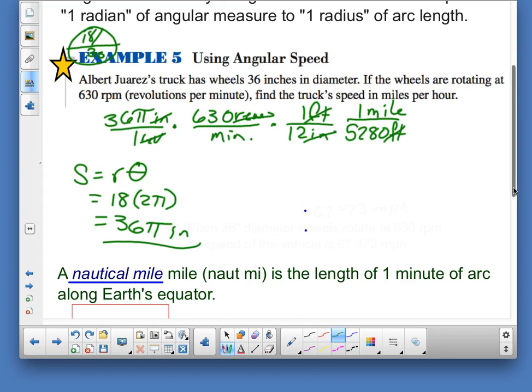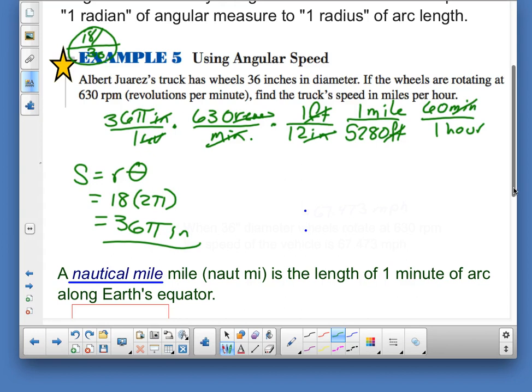Okay, miles per minute. Right now, though, I've got to go from minutes to hours. And minutes is on the bottom, and I need hours on the bottom. So 60 minutes in 1 hour allows me to get my answer in miles per hour.